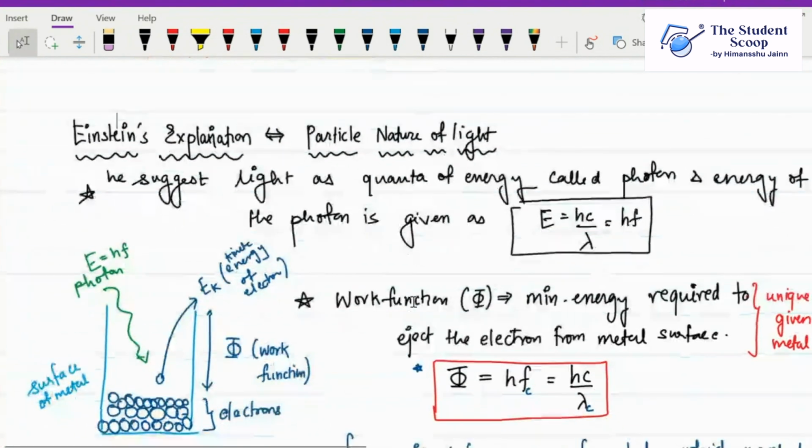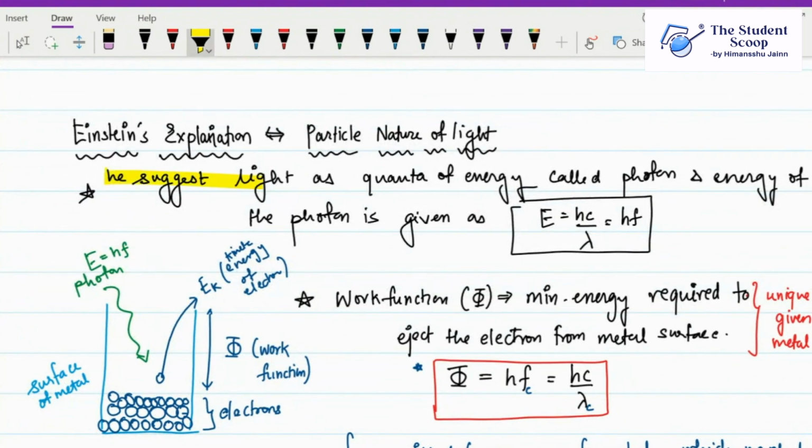According to Einstein's model, he suggested light as quanta of energy called photons, and the energy of the photon is given by this equation which we already learned. He says that every metal has something we call the work function. Work function is the minimum energy required to eject the electron from the metal surface, and it is unique to every given metal. So what happens? A photon is incoming, and that photon transfers some energy to the electron. The electron spends some energy to overcome the work function, and once it overcomes the work function, the rest becomes the kinetic energy of the electron.